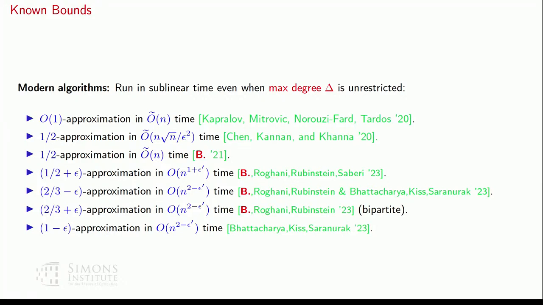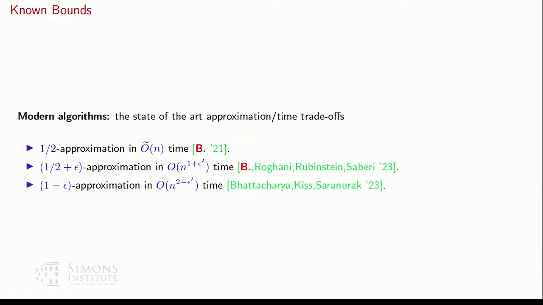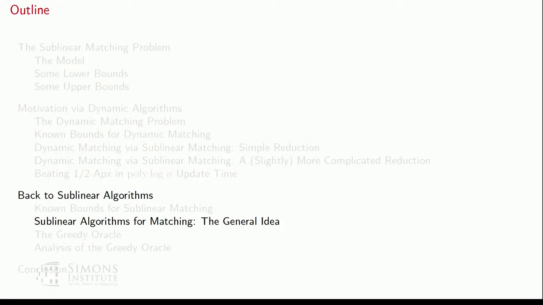And this was improved over time. So I'm not going to talk about all of these, but to summarize, as I mentioned before, we have three algorithms now: half approximation in n time, slightly better than half approximation and slightly larger than n time, and 1 minus epsilon approximation in slightly smaller than n squared. Okay, so this is about the things we know, the algorithms we know.